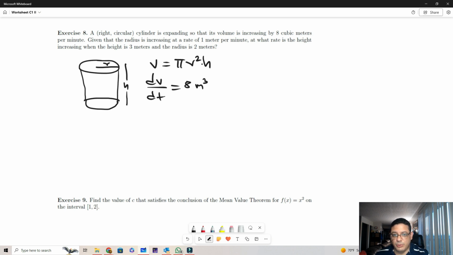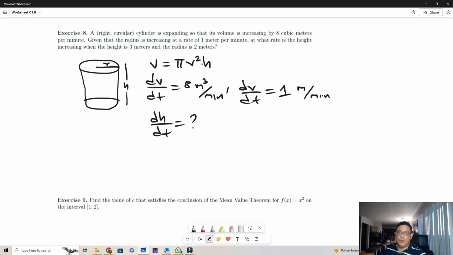Now, we also have, given, the rate of change of the radius is 1 meter per minute. And this is meters cubed per minute, and this is meters per minute. Okay. So we want to know what is the rate of change of the height.